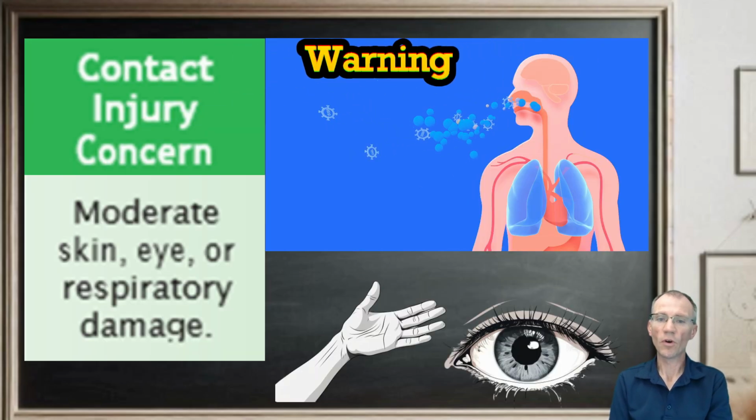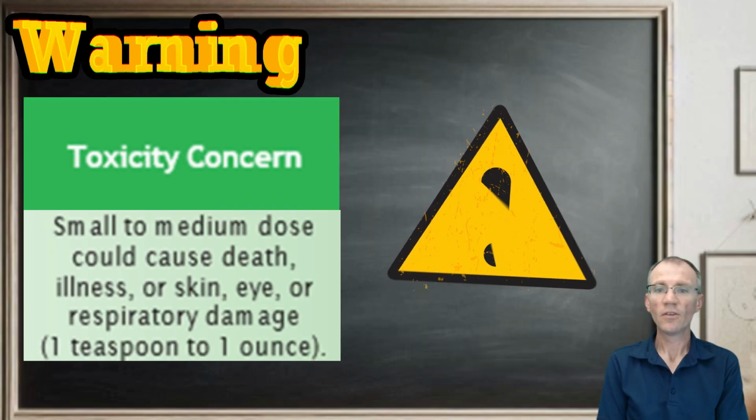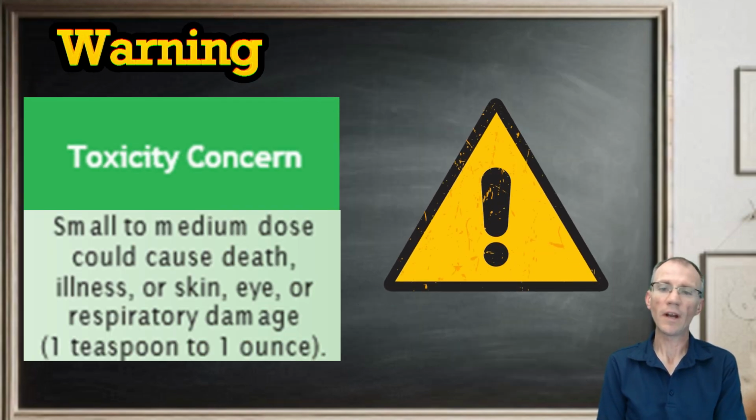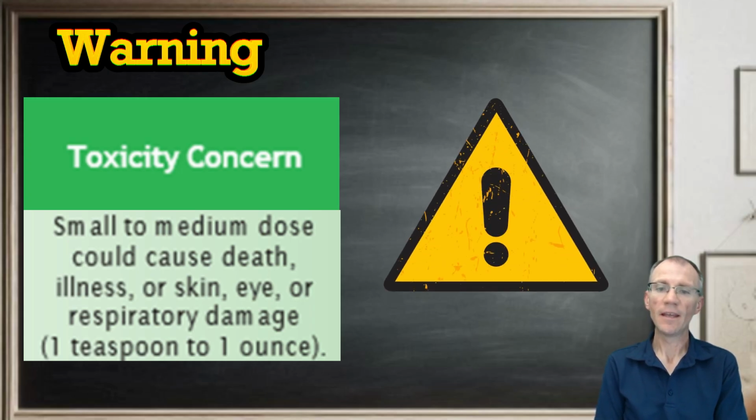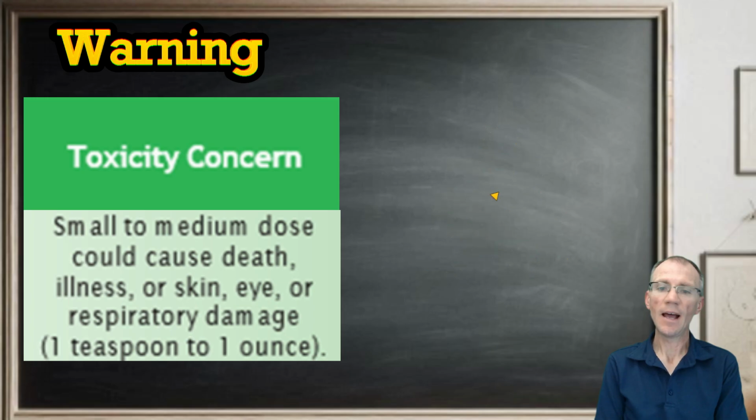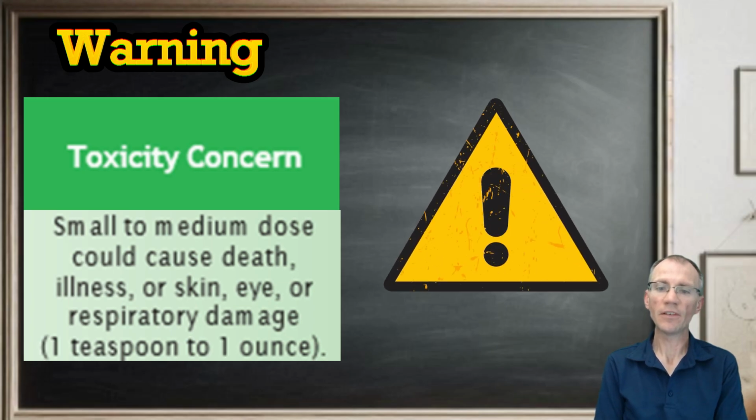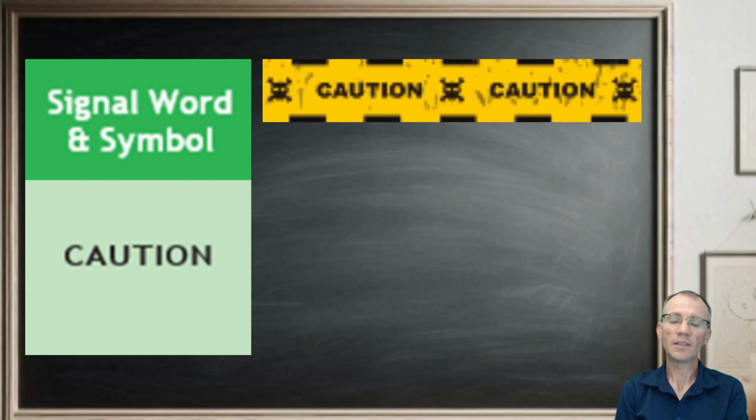Continuing with the signal word warning, contact injury concern includes moderate skin, eye, or respiratory damage. Closing out our signal word warning, we have our toxicity concern. This would be small to medium dose, could cause death, illness, or skin, eye, or respiratory damage, 1 teaspoon to 1 ounce. Our next signal word is going to be the word caution.